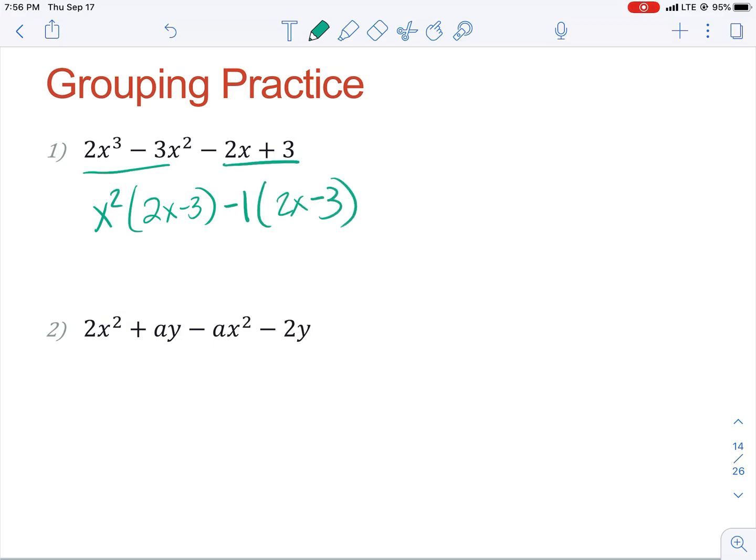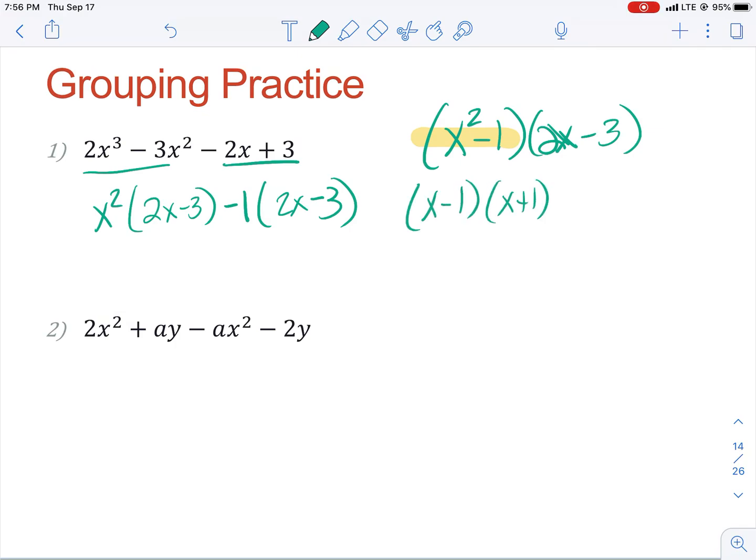Now, I hope you guys, if you have this as an answer, this is going to give you problems on Delta Math because it's not completely right. Because this is still factorable. It'd be like if you gave me 2/4 for an answer. That still can be reduced to 1/2. This can still be reduced to x minus 1, x plus 1.